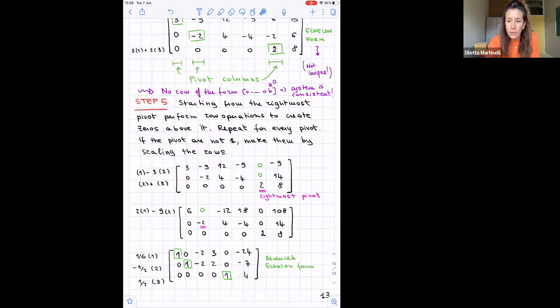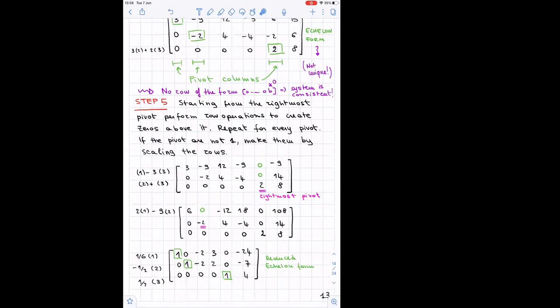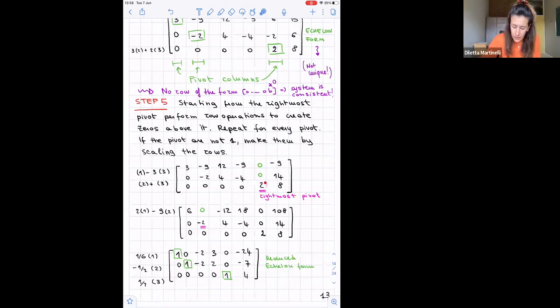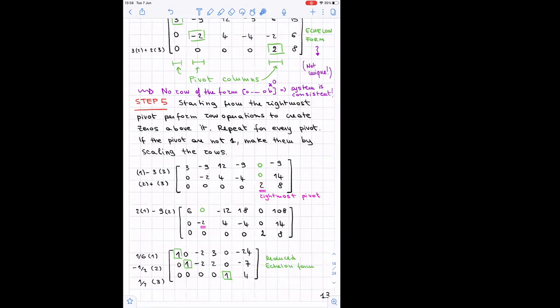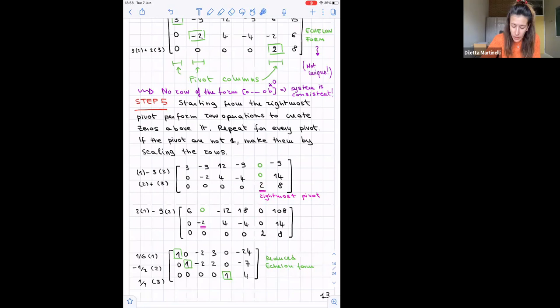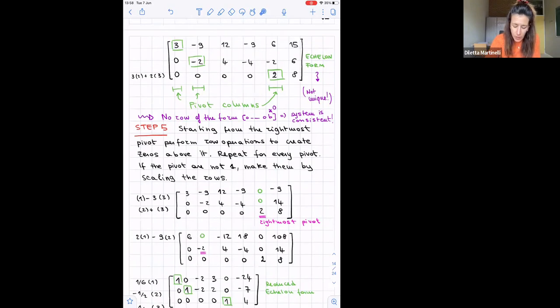Is it clear to everyone how we arrived at the reduced echelon form? I have a question here. Why are we making 0 above the 2 in the fifth column? This one? Yes, this one. Because that's a pivot, right? So the pivots are 1, 2, and 3.